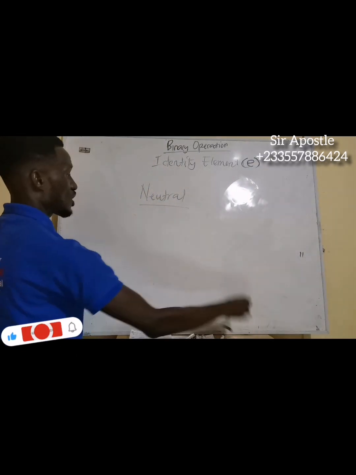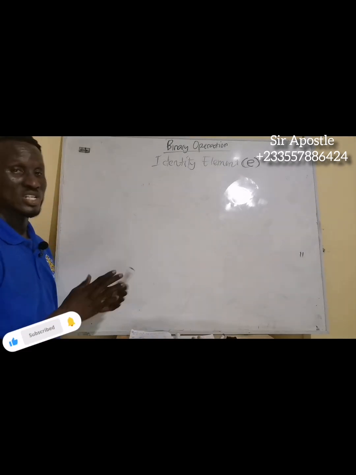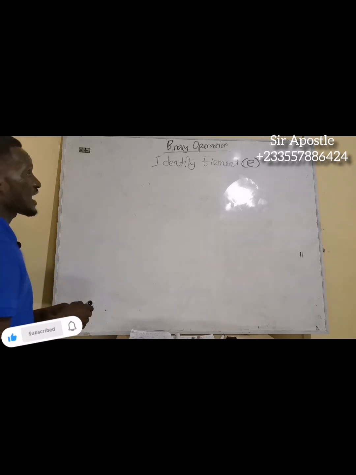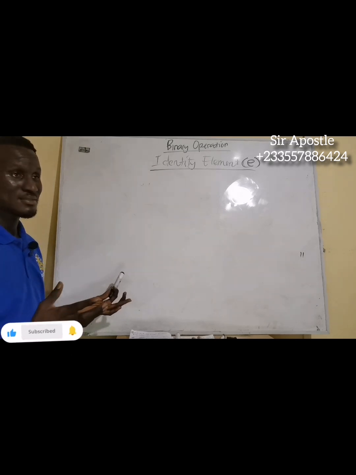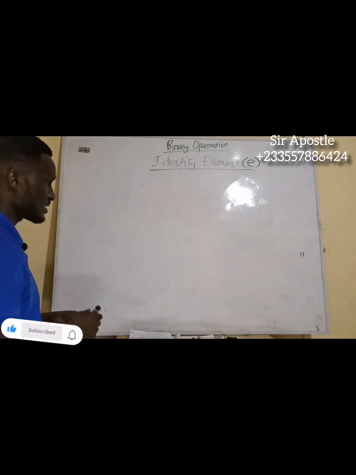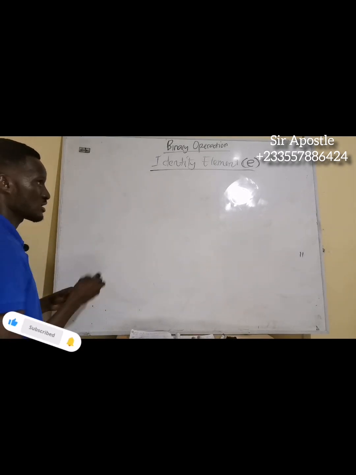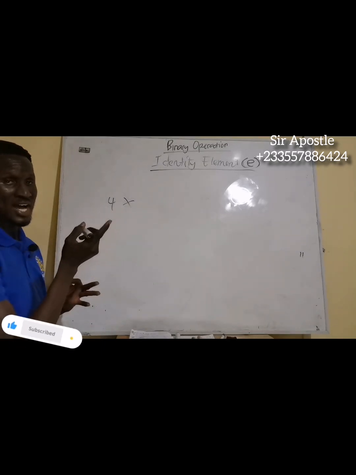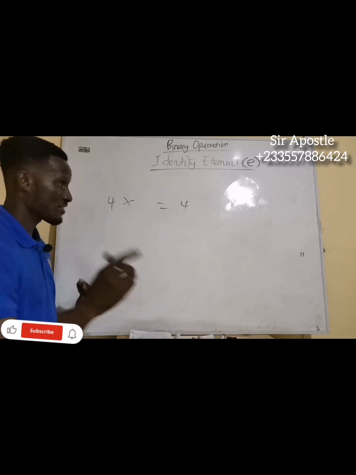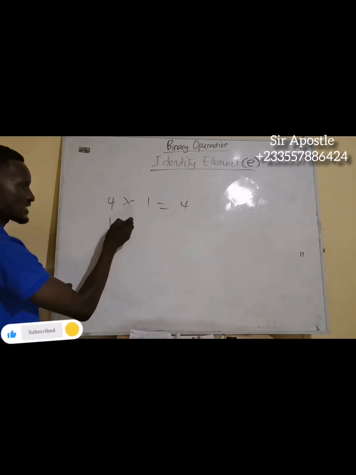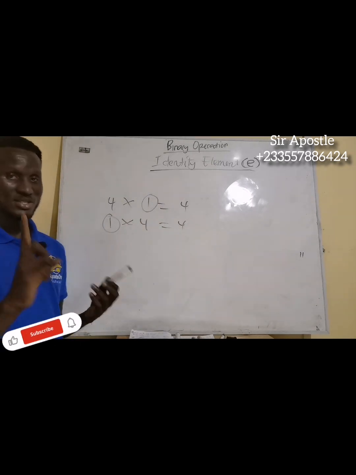Now, let's move on to identity in mathematical operations. In mathematical operations, we have multiplication, addition, subtraction, and division. When it comes to identity, we have the identity for multiplication and the identity for addition. If I multiply 4 by a particular number and I get 4 itself, what number is that? It is 1, right? 1 times 4, I'm still going to get 4. We call the 1 an identity. So the identity for multiplication is 1.